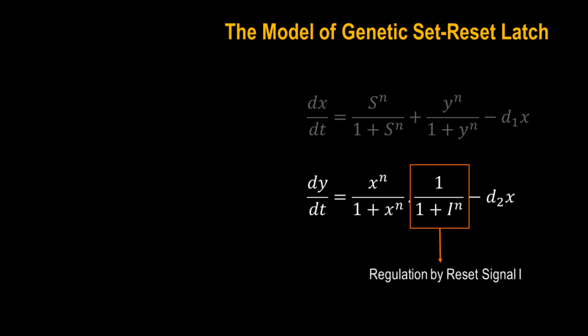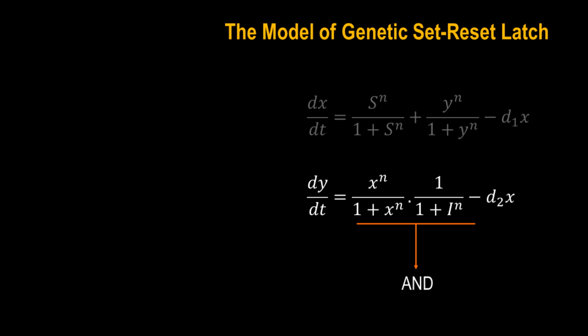So X and I are working together to control the expression of Y. When I is 0, there is no inhibition. X will be able to induce the expression of Y without any inhibition. But as I increases, the effect of X will decrease. They are working together, so this is equivalent to an AND type regulation. The last term in this ODE is for the degradation of Y.